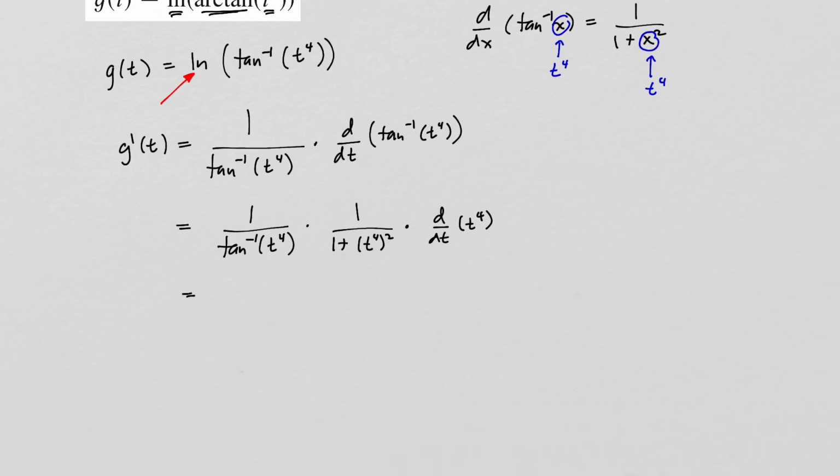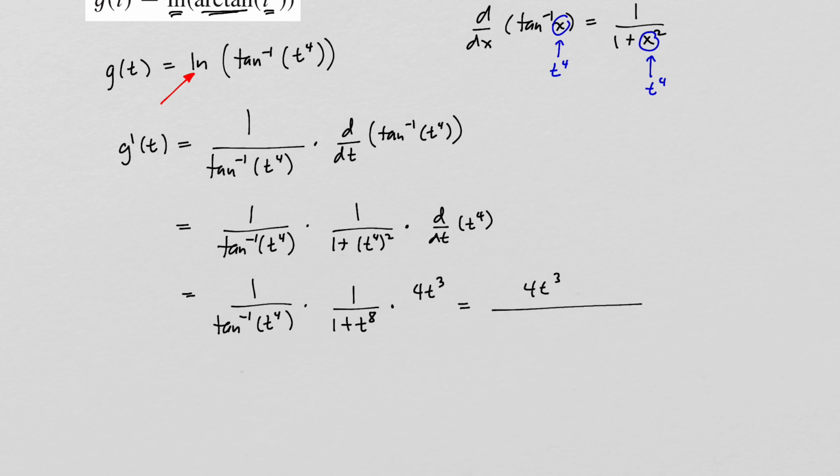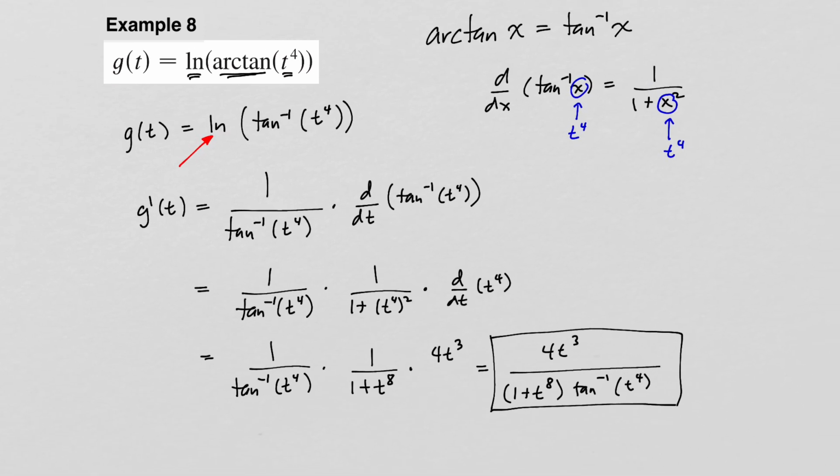And when you simplify all of this, you get 1 over inverse tangent of t to the 4th times 1 over 1 plus t to the 8th times 4t to the 3rd. And when you combine this all together, we can express it as 4t to the 3rd over 1 plus t to the 8th multiplied by the inverse tangent of t to the 4th. And this is about as good as we can write it. And so this is a great problem to end with because it kind of combines all the concepts that we've learned in this section. And that concludes this lesson.